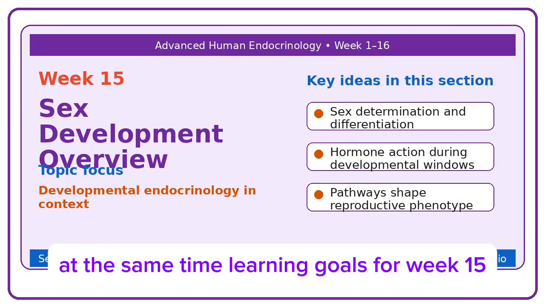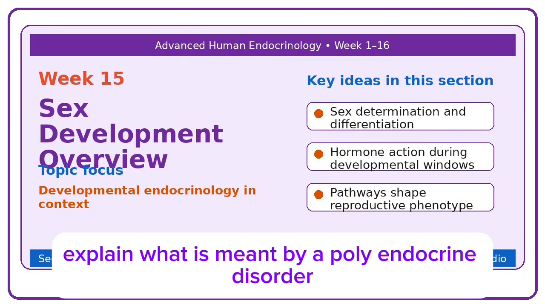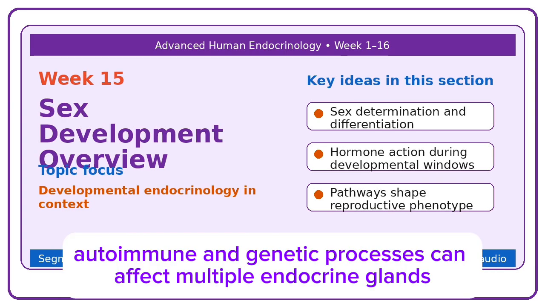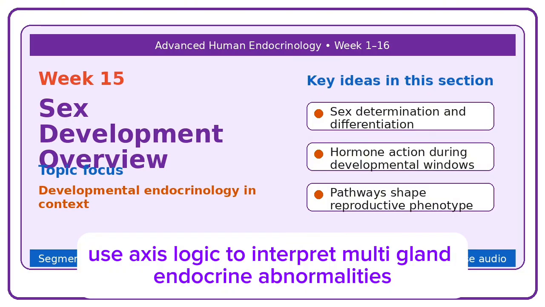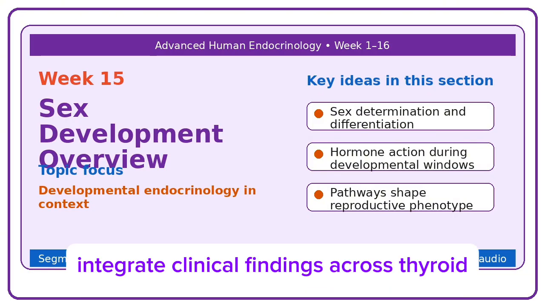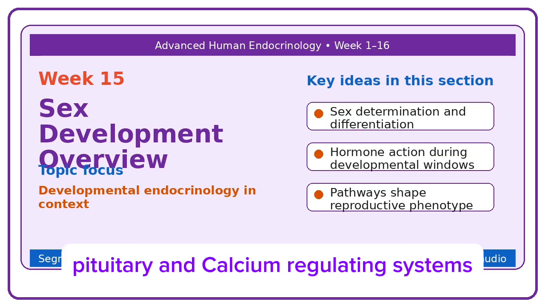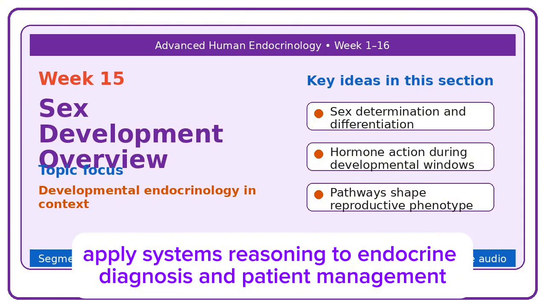Learning goals for Week 15. Explain what is meant by a polyendocrine disorder. Recognize why autoimmune and genetic processes can affect multiple endocrine glands. Use axis logic to interpret multi-gland endocrine abnormalities. Integrate clinical findings across thyroid, adrenal, pancreatic, gonadal, pituitary, and calcium-regulating systems. Apply systems reasoning to endocrine diagnosis and patient management.